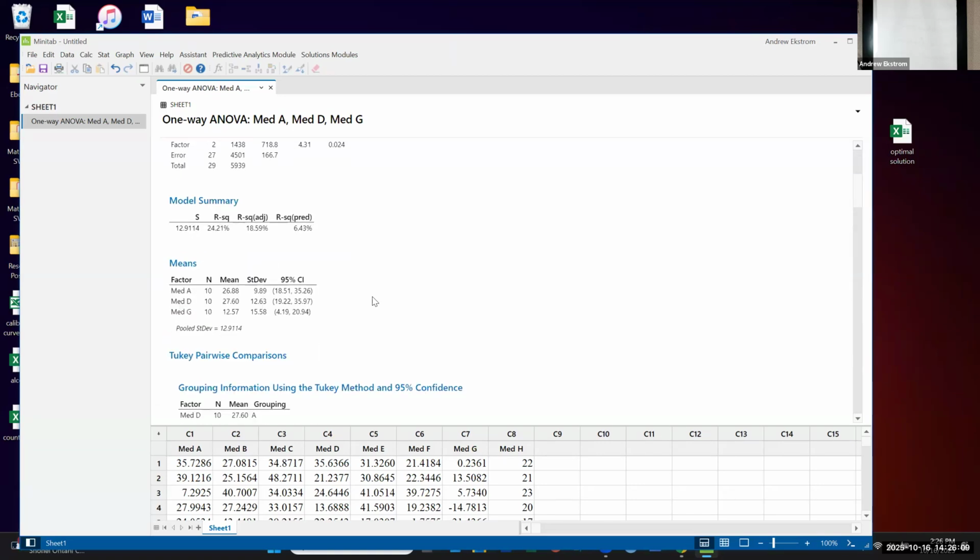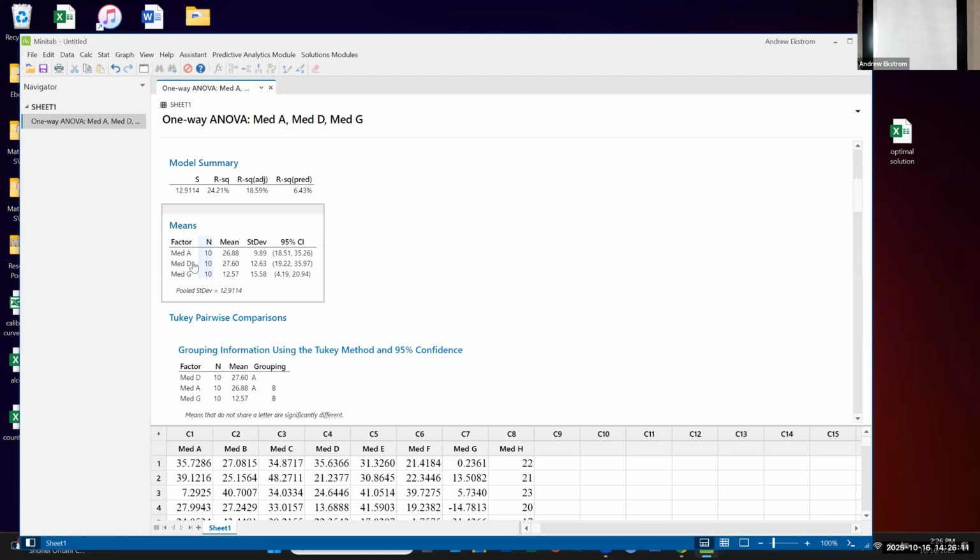We can scroll down here. And again, we have all this data. So what factor are we looking at, or what medication? How many samples do we have? What is the mean for each one of these groups? What is the standard deviation for each of these groups? So 15.5 versus say 9.9. We can do a test on that to see, are those two variances different from each other?